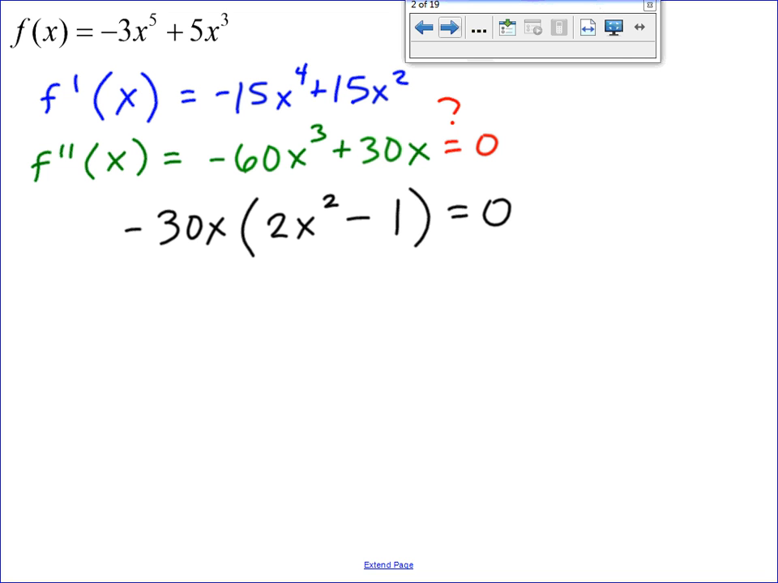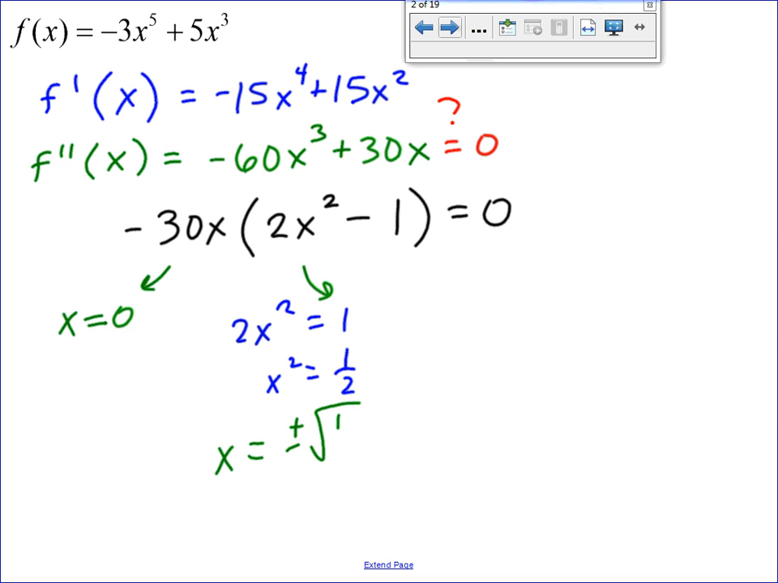Great. So are there any places where this equals 0? Well, certainly. It looks like, again, x equals 0. But here, we can go ahead and find additional possible point of inflection x coordinates by setting this equal to 0 and solving. Does x squared ever equal 1/2? Certainly. When x equals plus or minus square root of 1/2, and that's two different x coordinates.